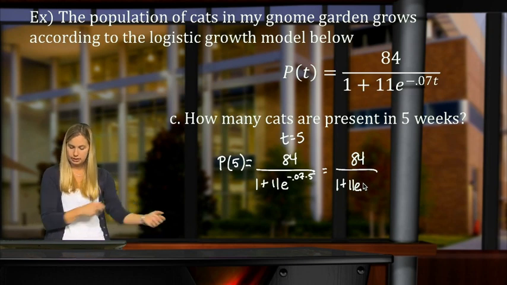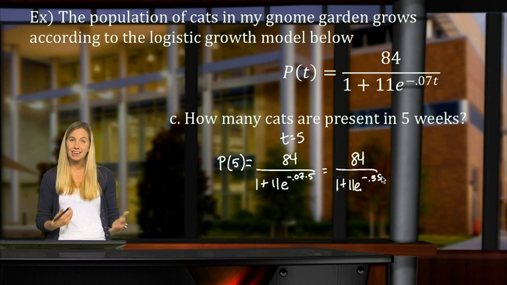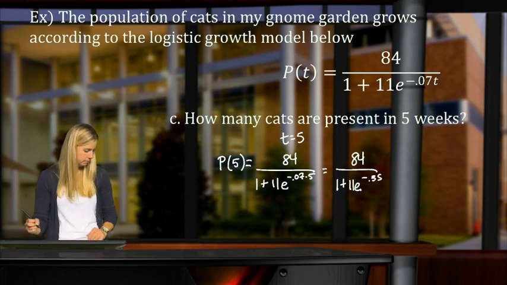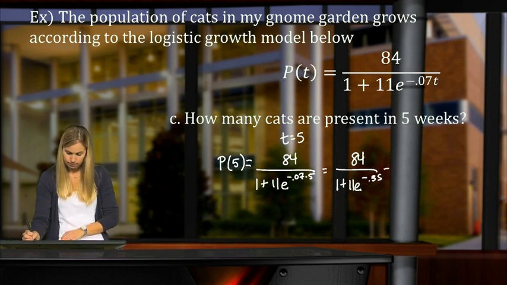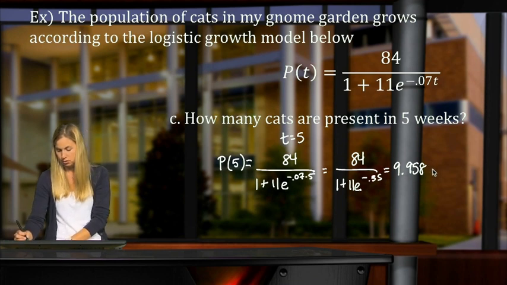Negative 0.07 times 5, negative 0.35. Simplifying, again, as much as you can, you're going to want to evaluate your denominator first and then take 84 and divide it by that. We get about 9.958, which we will round up to 10 cats.